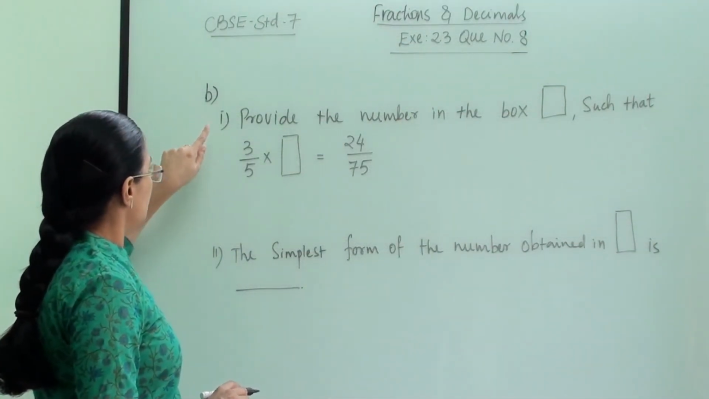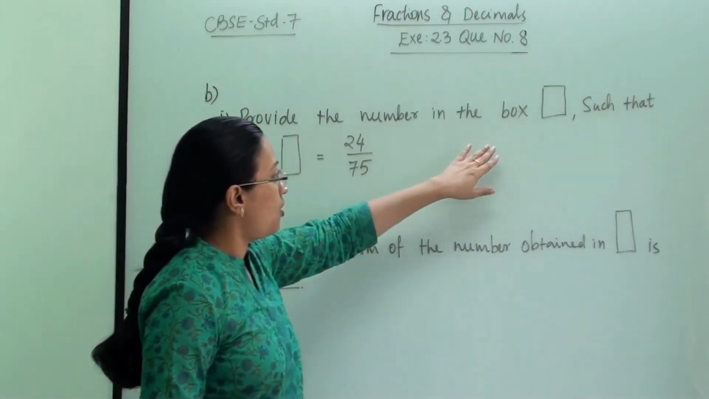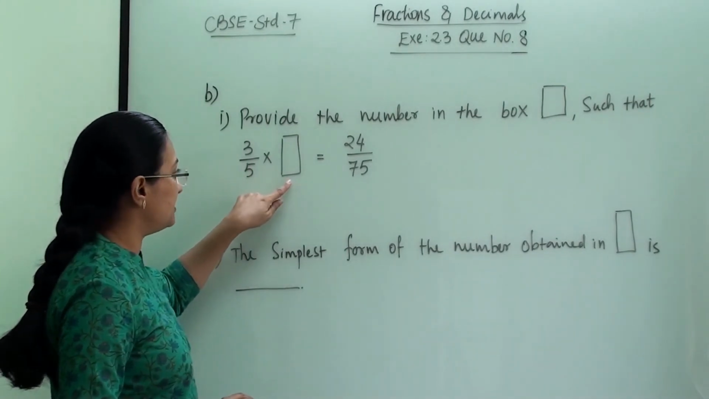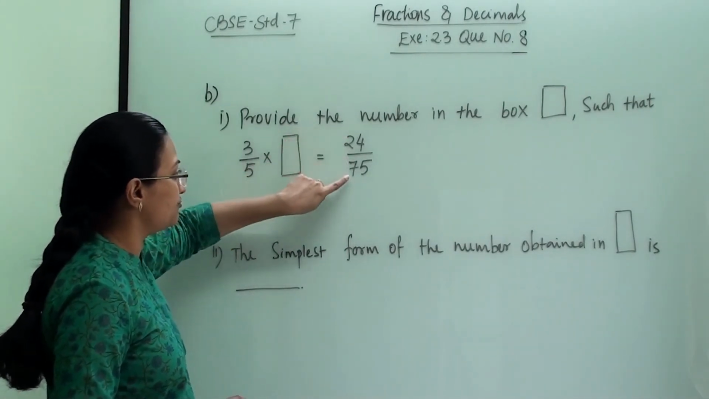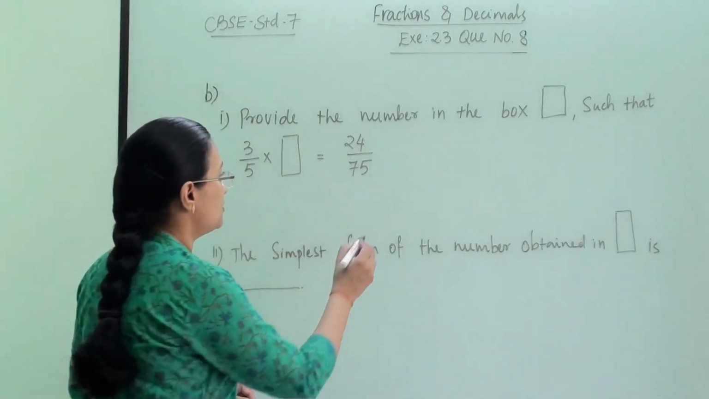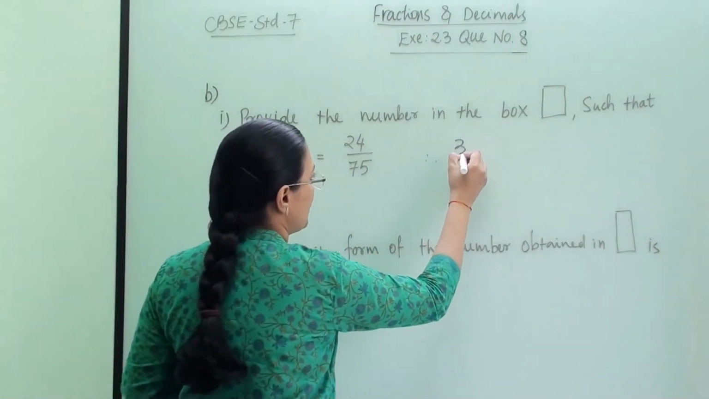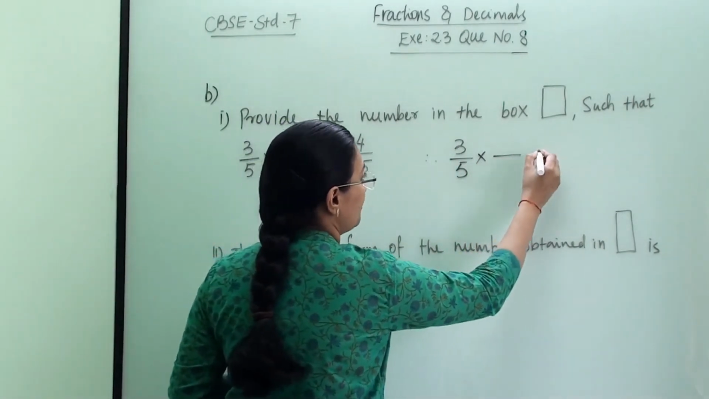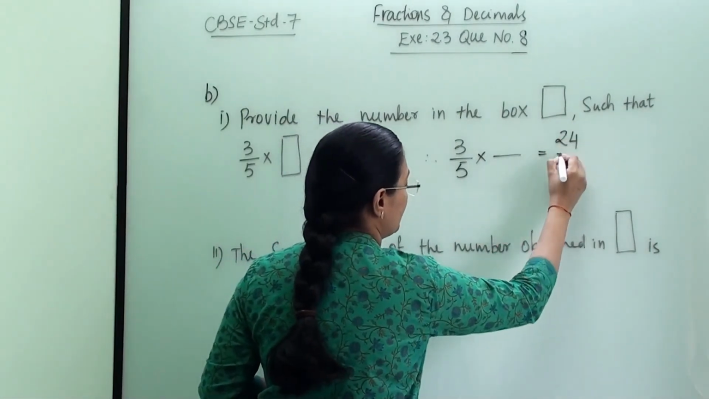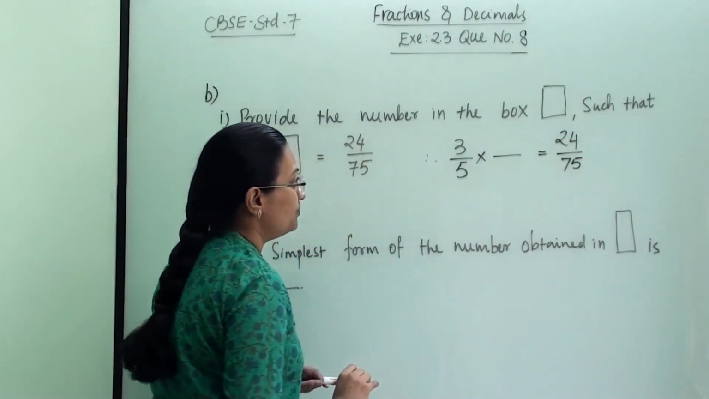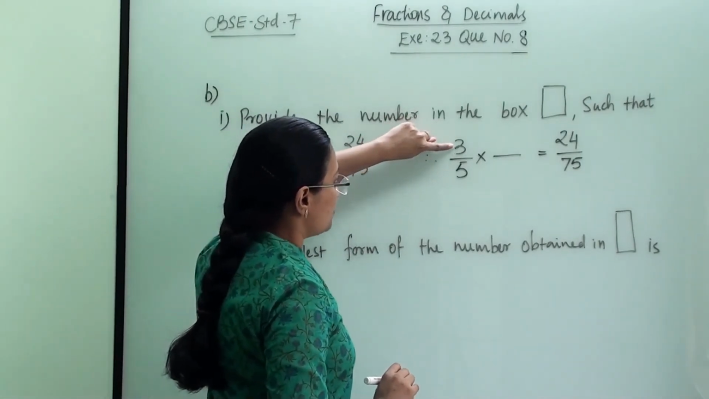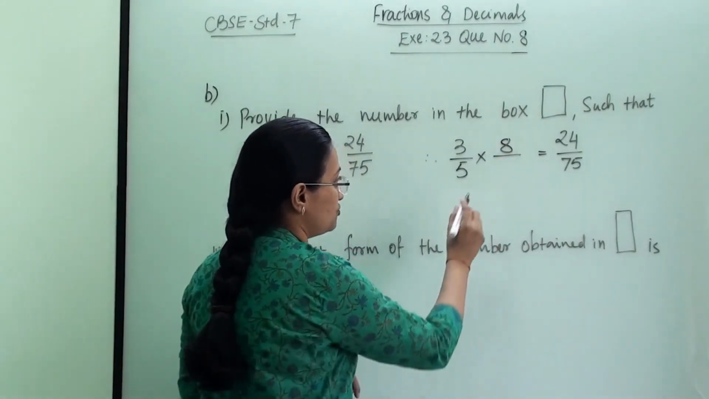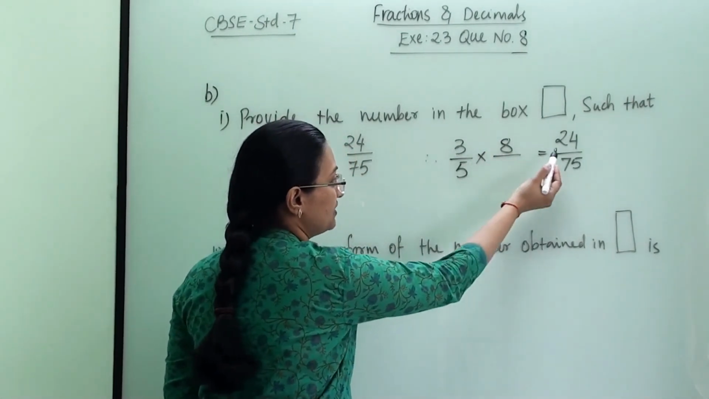Question number B is: provide the number in the box such that 3 by 5 multiplied with that number gives 24 divided by 75. So here our number is 3 by 5 and we have to multiply one fraction such that we will get the answer 24 divided by 75. Now this number is small. 8 into 3 we get 24, so here we will write 8. When we multiply 8 with 3 we get 24.